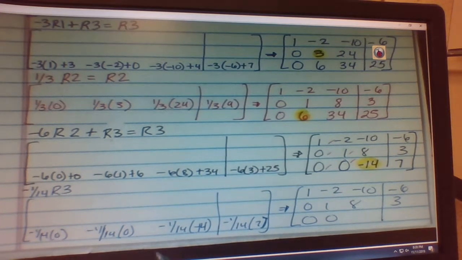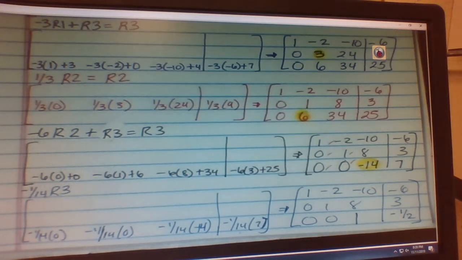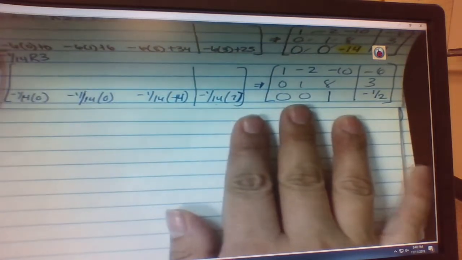What happens when you do a negative 1/14 times a negative 14? It becomes a positive 1. And a negative 1/14 times 7 becomes a negative 1/2. Now, this is us finishing Gaussian elimination. But if you have to find your 3 answers, can you help me write down the equations from here?